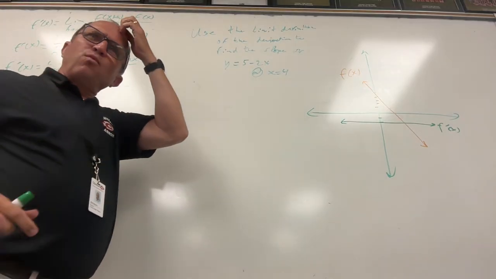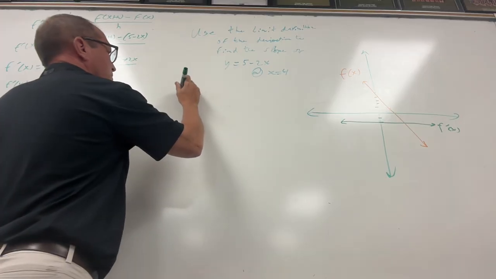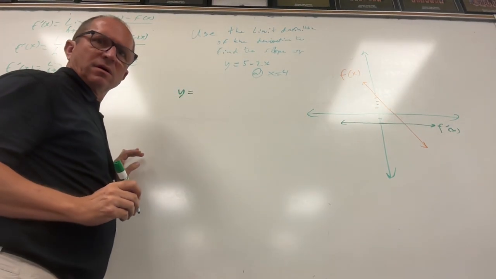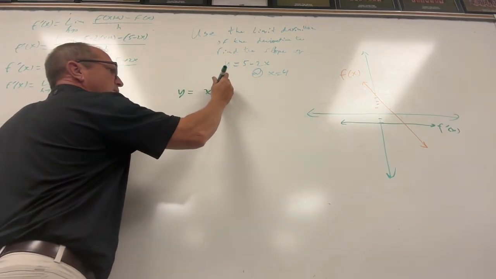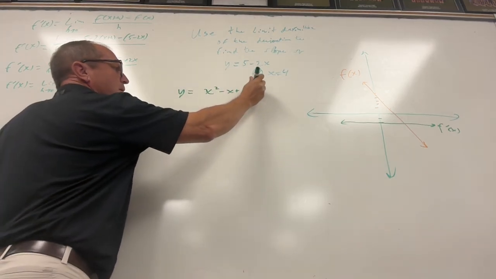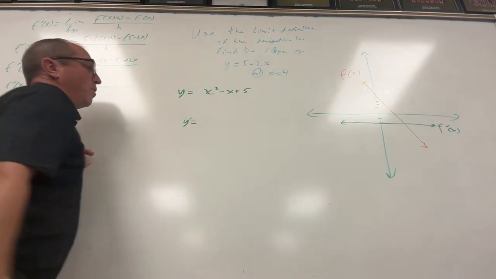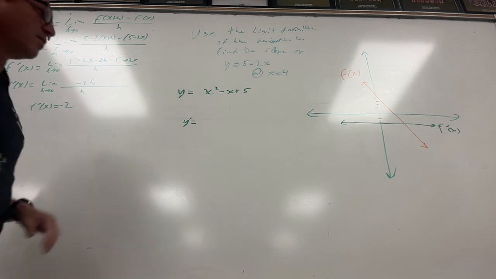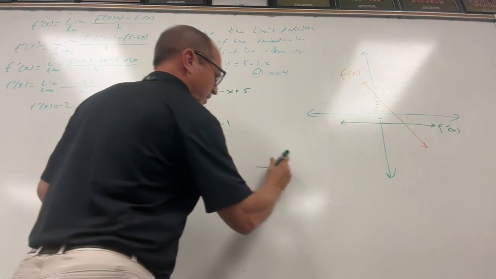Now, let's go back to one we looked at the other day. What was the first parabola that we looked at in class? It was the first example we did. x squared minus x plus 5? All right, and when we solved it out, what did we get that the slope was? And I'm going to call it y prime. 2x minus 1.